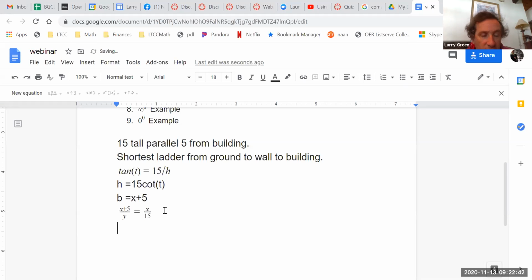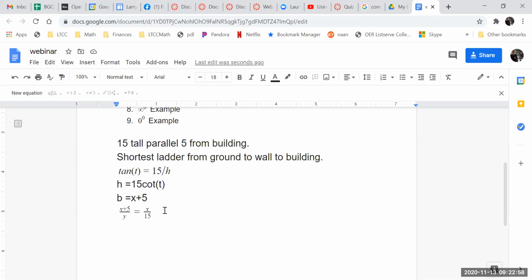Okay. So that brings us to a relationship between x and y, and we need that. We want everything in terms of x, right? Because we want to minimize x. We want x to be as small as possible, is what they said. I mean, eventually, yeah, because they want the ladder to be as small as possible.